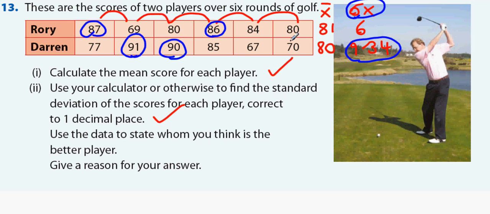Some people will say Rory is a more consistent player, but then again, Darren's more likely to win more tournaments than Rory due to his lower score of 67 to Rory's 69. And the other thing is Darren also has 2 low scores, 67 and 70.